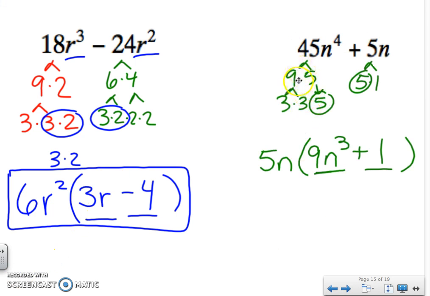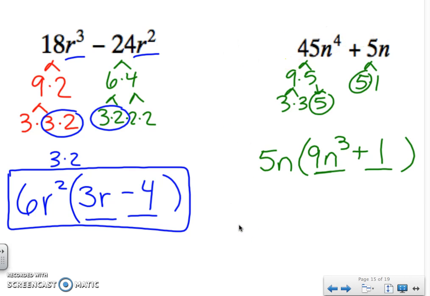Alright, so when you broke down 45, you should have got 9 times 5, which is then 3 times 3 times 5. Over here, the only thing would be 5 times 1, so they had a 5 in common. So I took out a 5. Out of n to the 4th and n to the 1st, I can only take out one n, the smallest exponent. Again, divide to see what's on the inside. 45 divided by 5 is 9. I had 4 n's and I took 1 away, so I had 3. And then this whole thing divided by 5n was just a 1. Okay, so that's how you factor out a monomial with two terms.